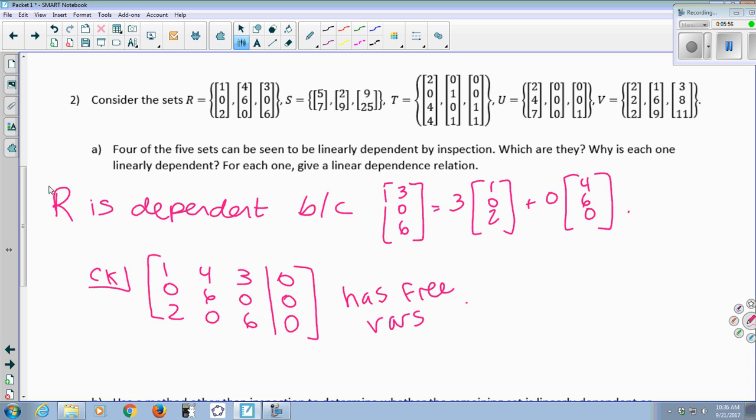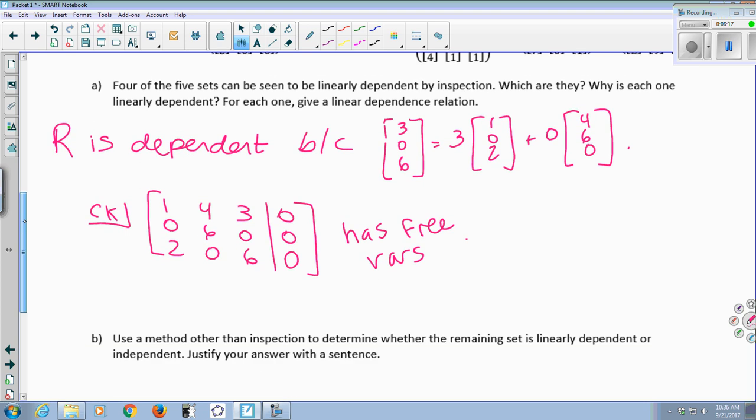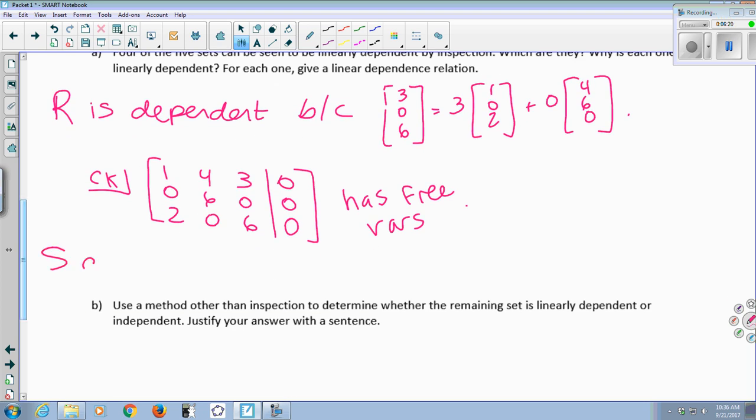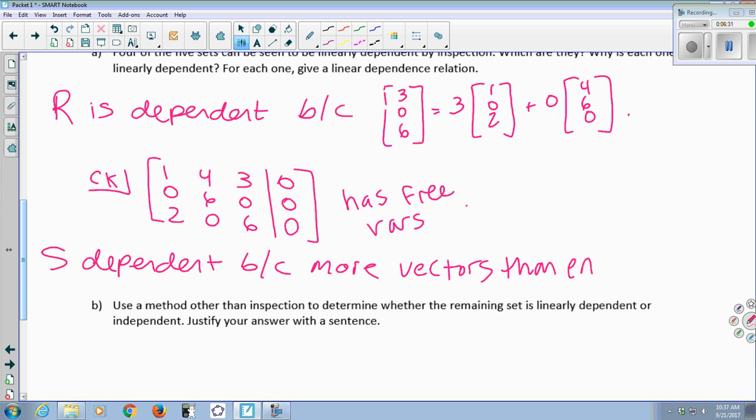Okay, what about S? Dependent or independent? Dependent because there are more vectors than entries in each vector. So in that case, even if one of the first two isn't a multiple of the other, the third one you'd be able to build from the first two as a linear combination. So S is dependent. More vectors than entries. Okay.